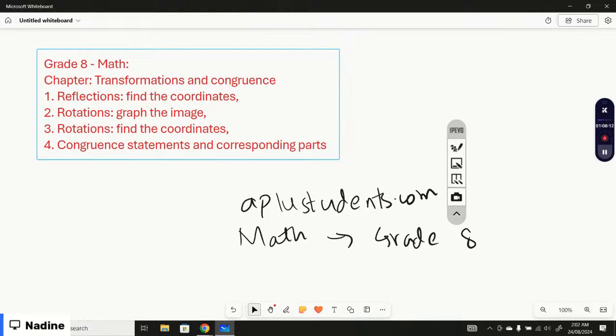We're going to start with the chapter on transformations and congruence. The lessons we're going to cover today are reflection, find the coordinates; rotation, graph the image; rotation, find the coordinates; congruence statements; and corresponding lines, corresponding parts. So please make sure you have your notebook and pencil so that you can note down the important examples and definitions as well.